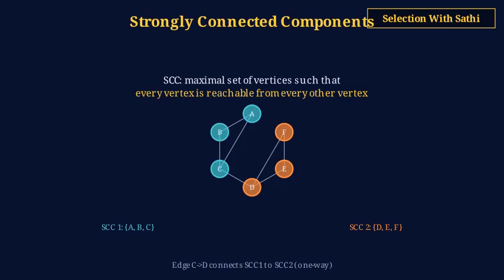The parenthesis theorem says, for any two nodes, their intervals are either completely nested or completely disjoint. If U is an ancestor of V, then disc of U is less than disc of V, and fin of V is less than fin of U. The U interval completely contains the V interval. This property is fundamental to Kosaraju's and Tarjan's algorithms.